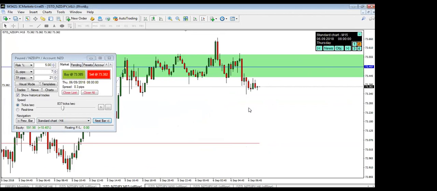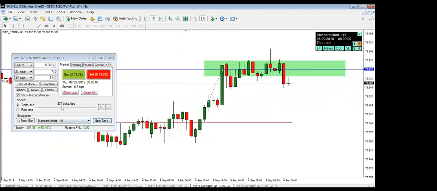Now you can start looking for your lower highs and your double tops. Okay. We don't need to be here. We can still work off the hourly time frame at this moment in time. Very good. So let's see what happens.